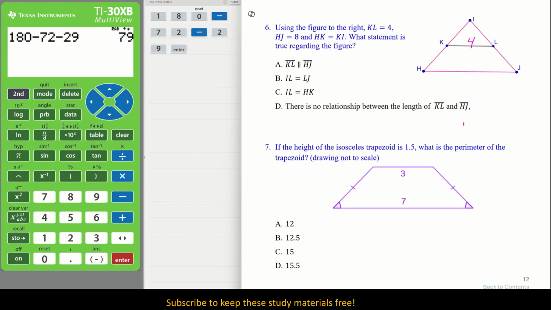HJ is 8. Okay, H to J. Okay, get that. And then it says HK is equal to KI. So we have some congruency. Now you may look at that and quickly think, oh, I see something. I know what that is. Because the question is, what statement is true regarding the figure? And you're going to look down at A, B, C, and say, oh, yeah, I think that's the property where we have congruency. And so that means we have parallel.